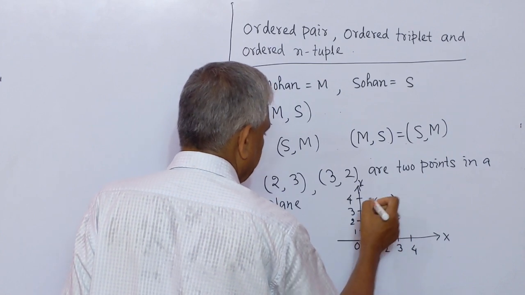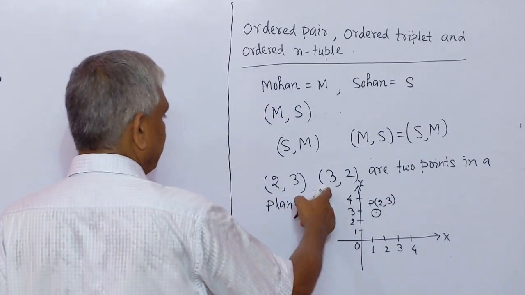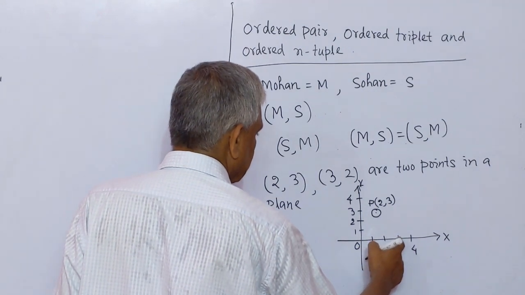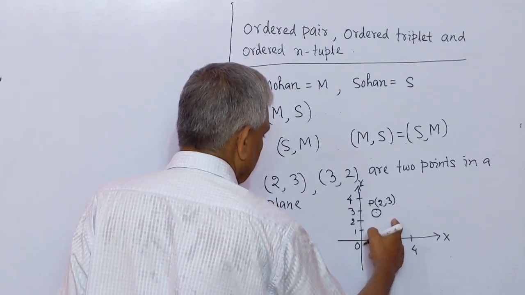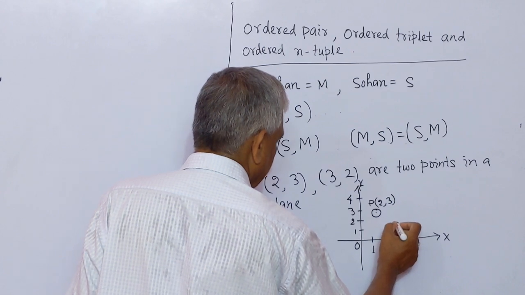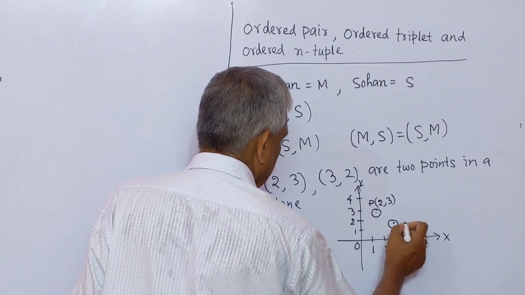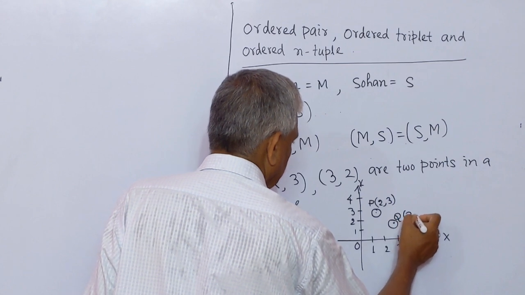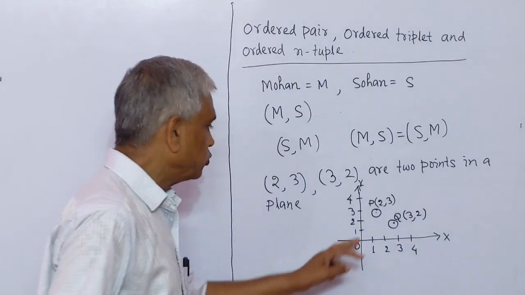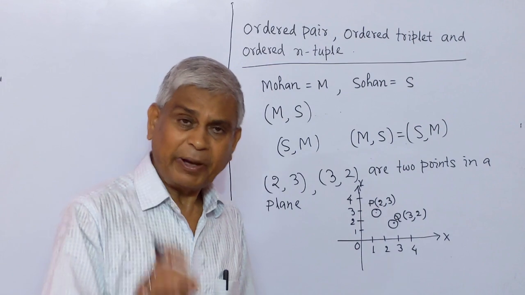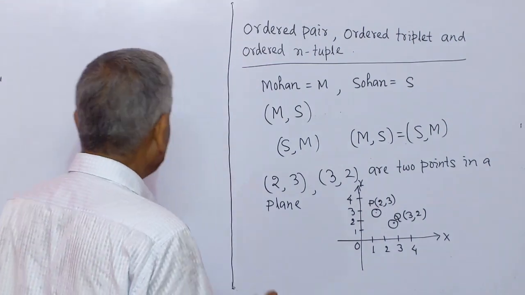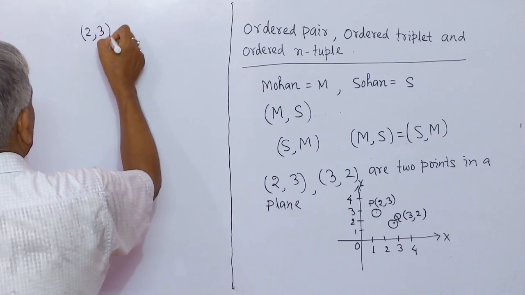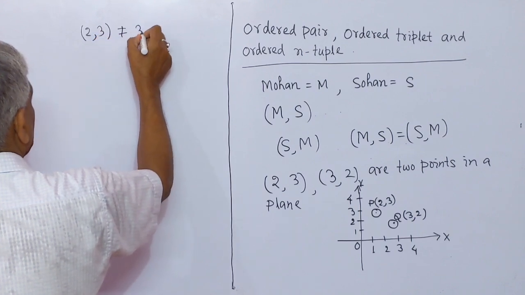Let the name of this point be P. And 3 2 means we take 3 along the x axis and 2 along the y axis, means this point. This is Q, 3 2. So these 2 points are different. So here 2 3 is not equal to 3 2.